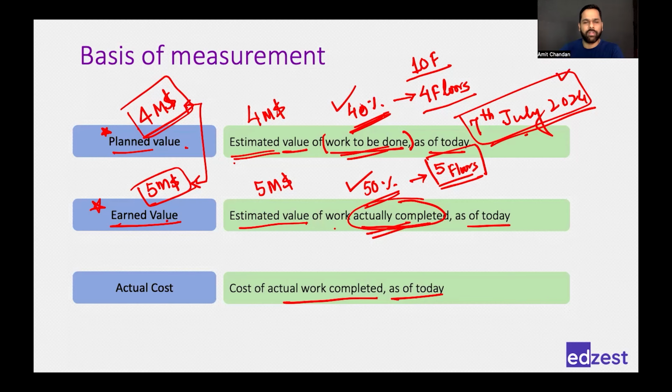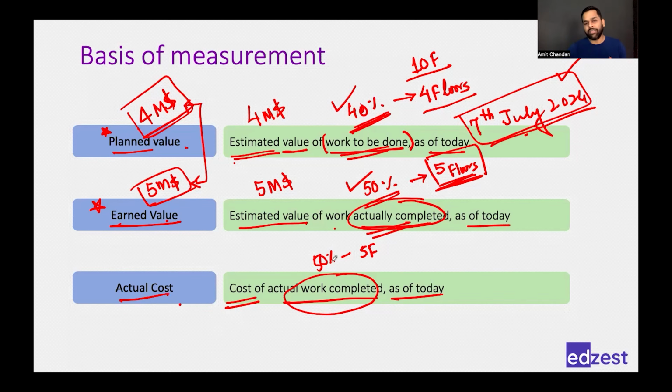So today is 7th July 2024. What all things have I completed? I have completed 5 floors, right? So what is my actual work completed? 50%, which is nothing but 5 floors. And what is this value that I'm talking about? I'm talking about the cost of actual work completed, which is my actual cost, which is my actual expense, the money that I have already spent, the invoices that I have already received. You may not have done the payment, but the invoices that you have already received mean you are liable to pay. Whether you pay today or tomorrow, it doesn't matter, but that is the cost that you have to pay because that amount of work has been done. Right? So the cost of actual work completed is your actual cost.